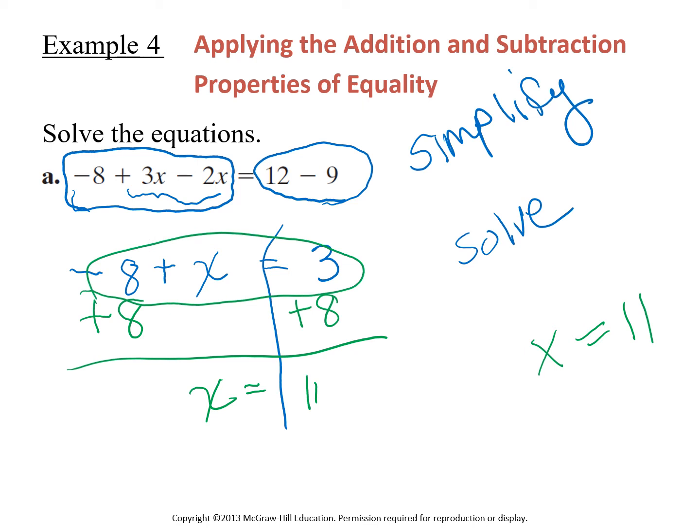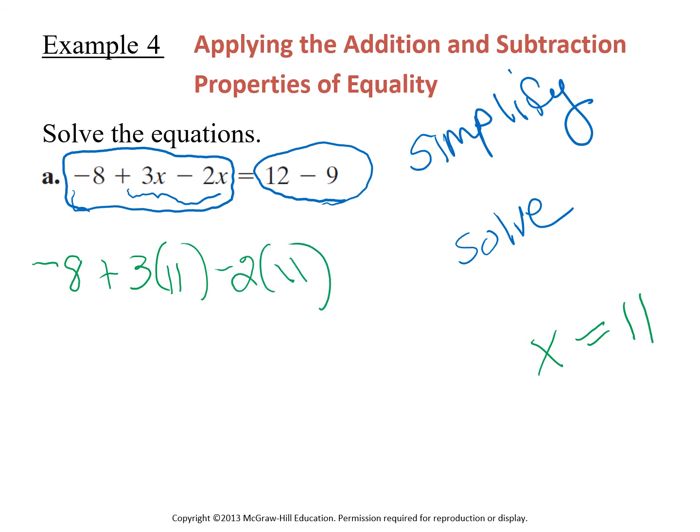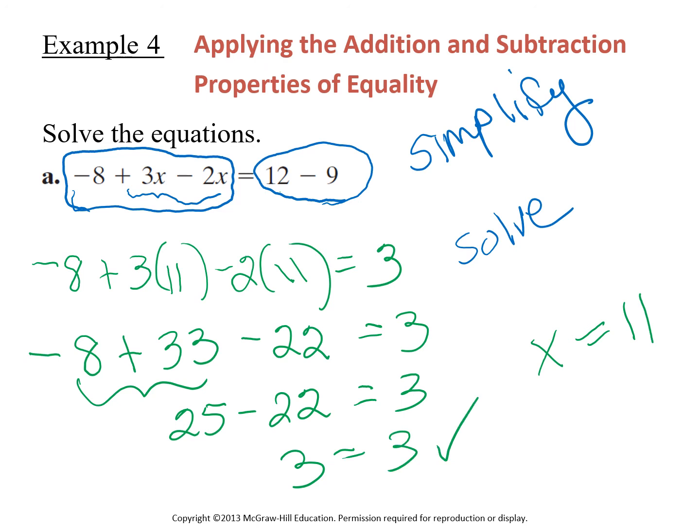Now I want to check my solution in the original equation. I want to make sure to check the entire amount of work, so we have to start from the beginning. And we're going to plug 11 in for x. So I have negative 8 plus 3 times 11 minus 2 times 11, and that should equal 12 minus 9, which is 3. So negative 8 plus 33 minus 22 should equal 3. So this is 25 minus 22, and my balance statement 3 equals 3.